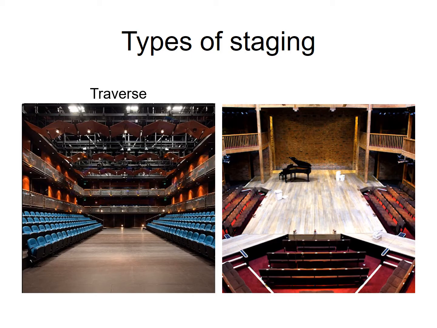Next to the traverse image, we've then got the audience sat on 3 sides of the stage. This is called a thrust stage. That picture there is taken from the Swan Theatre in Stratford-upon-Avon, part of the Royal Shakespeare Company theatres. So as you can see, the audience are sat on 3 sides and the stage kind of thrusts into the audience.